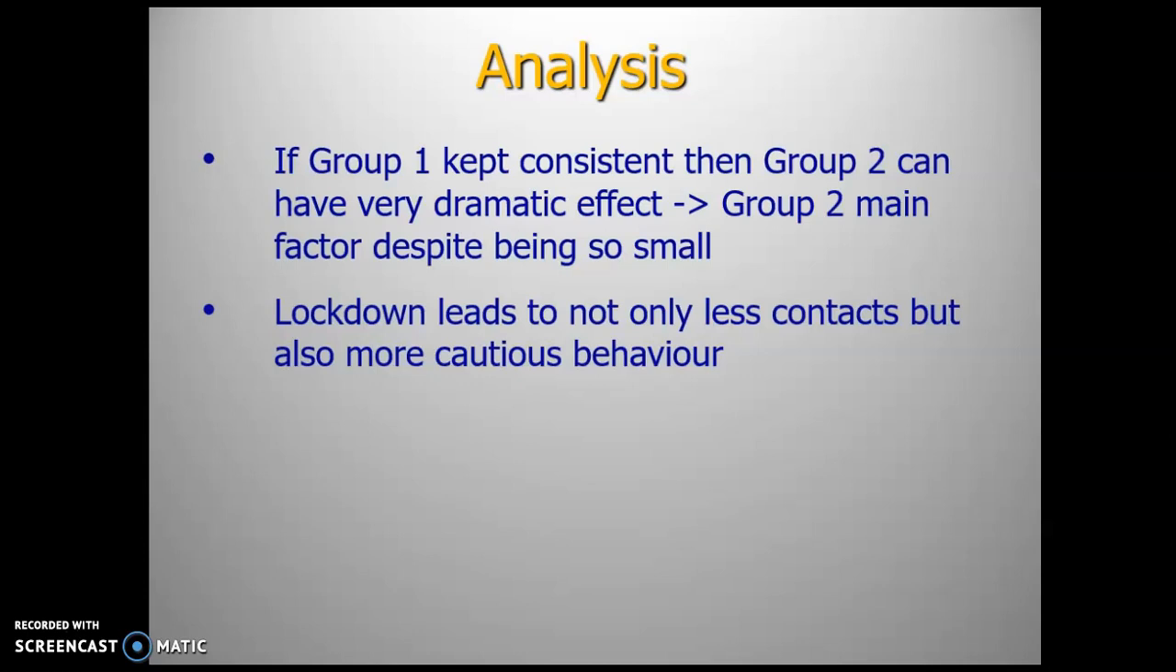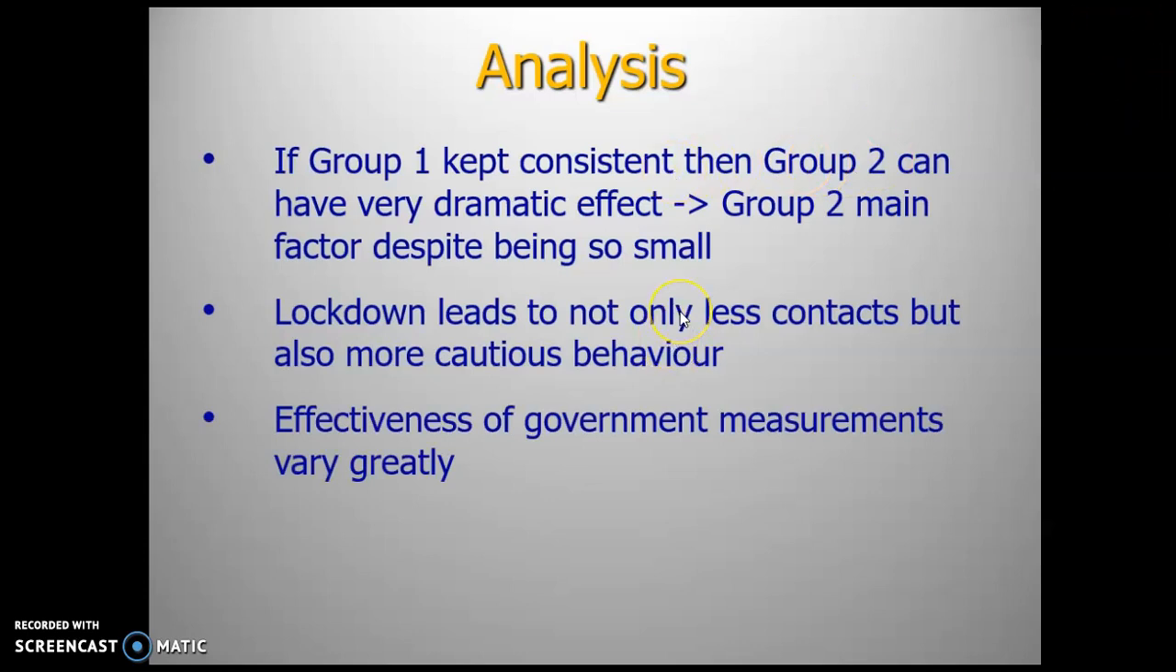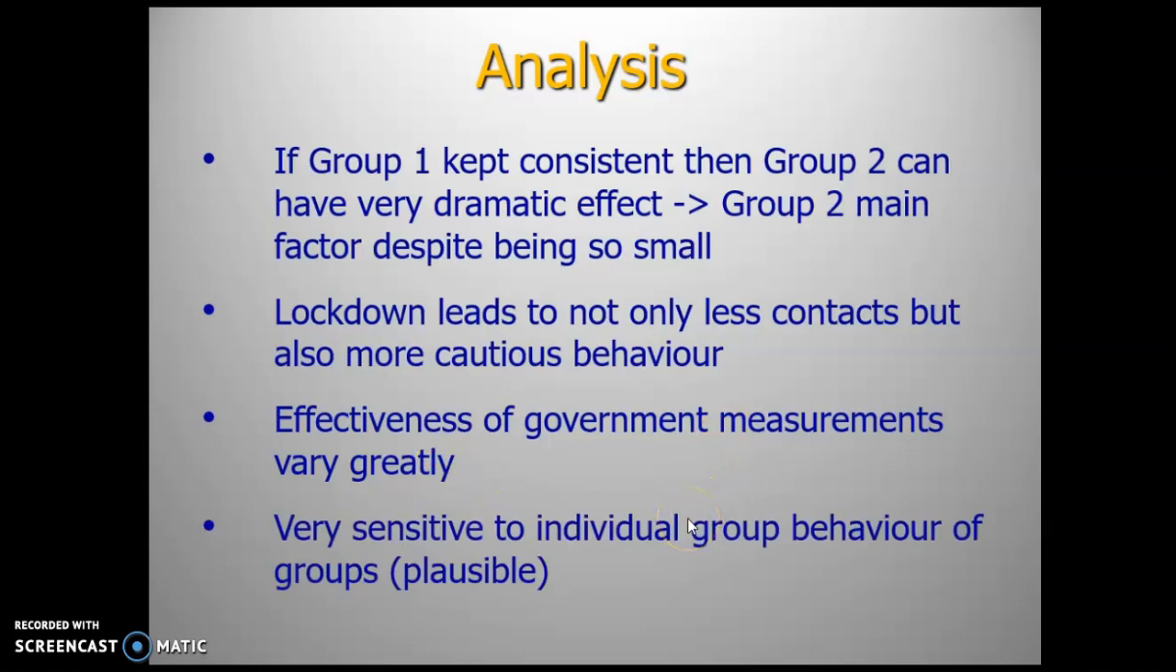The other thing I observed is that lockdown leads not only to fewer contacts, but also to more cautious behavior. And why do I know that? Because I had to put lower infection transmission rates into my model in order to make my model consistent during those times. It also shows that the effectiveness of government measures varies greatly, and it is very sensitive to the behavior of individual groups, which is, of course, on one hand very plausible, but maybe a little bit surprising in how strong these effects can actually be.